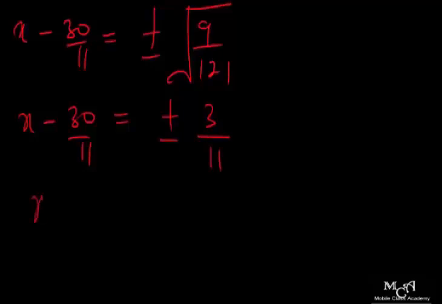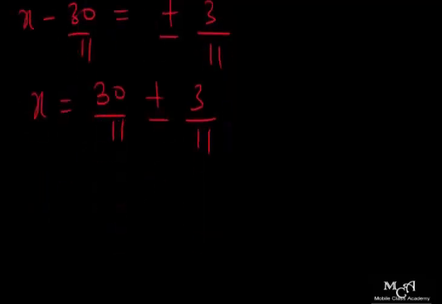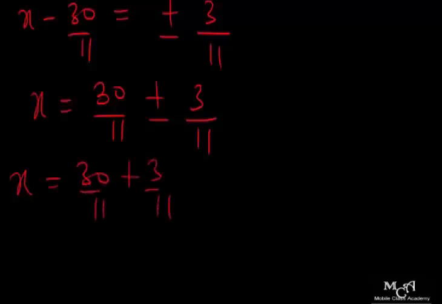So my x becomes what? If I take minus 30 over 11 here, it becomes positive. So I have 30 over 11 plus or minus 3 over what? 11. Okay, so what will be my x? I'm going to get two values of x because we are saying that 30 over 11 plus or minus 3 over 11 means you are going to get the plus and the minus value of it. So x will be equal to 30 over 11 plus 3 over 11, which will give me what?